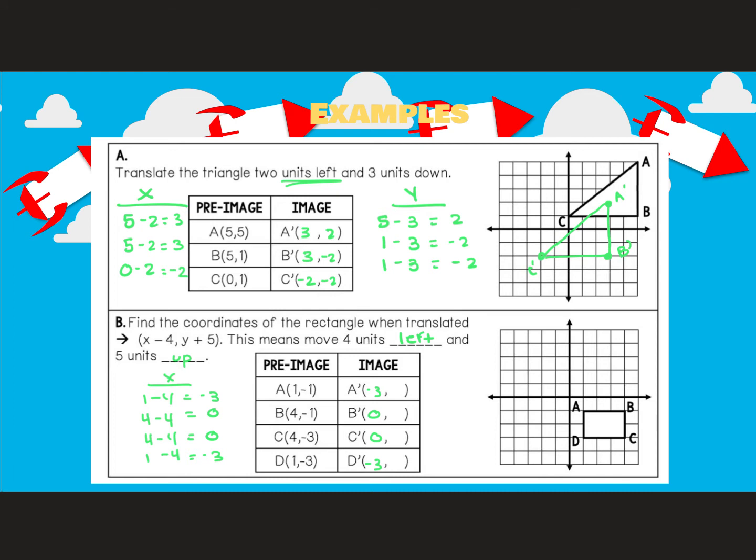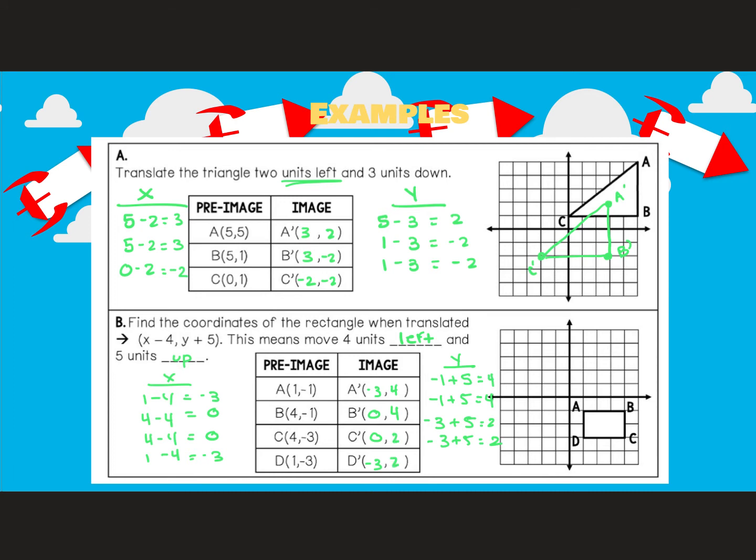Now we're going to take our y values and translate them up 5 units. We're going to add 5 to each of our y coordinates. So we have negative 1 plus 5, negative 1 plus 5, negative 3 plus 5, negative 3 plus 5, which gives us 4, 4, 2, 2.